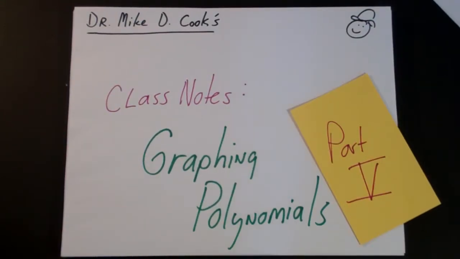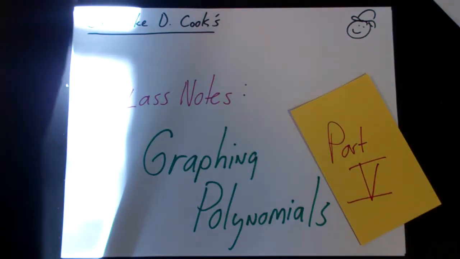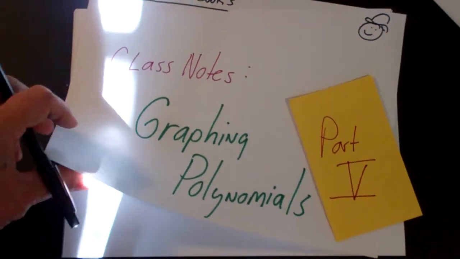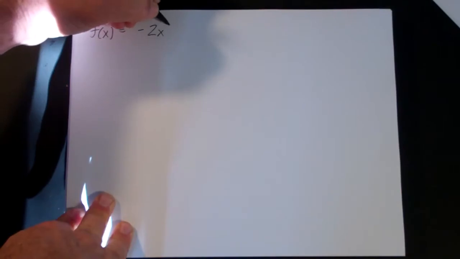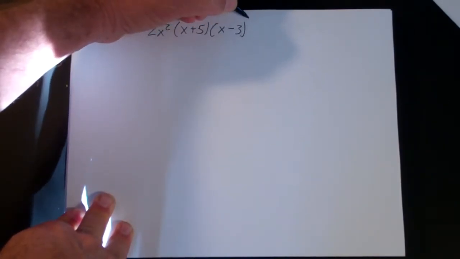This is part 5 of a series of videos on graphing polynomials by hand. And in this one, what we're going to do is the last step, and the last step is to actually sketch it by hand. So let's do an example. Let f of x equal minus 2x squared, times x plus 5, times x minus 3 squared.